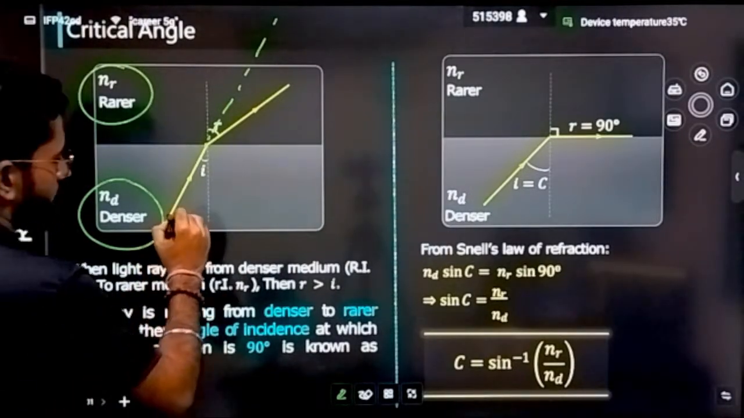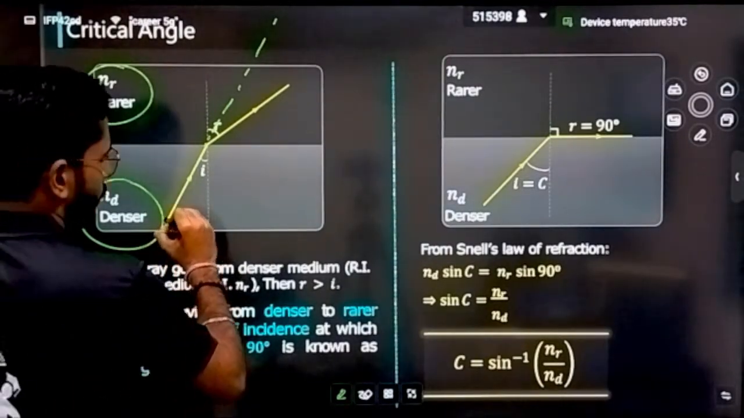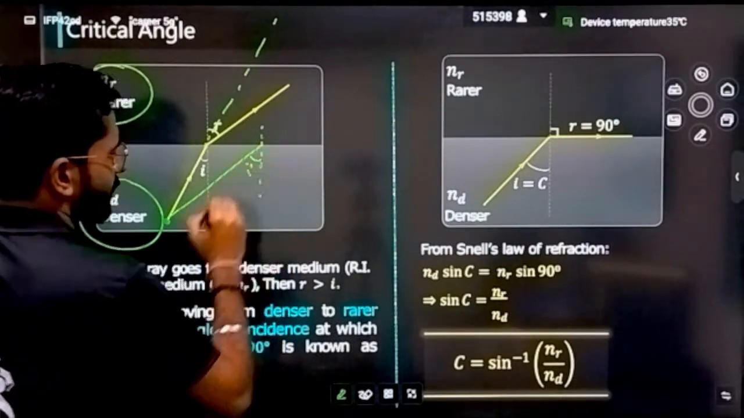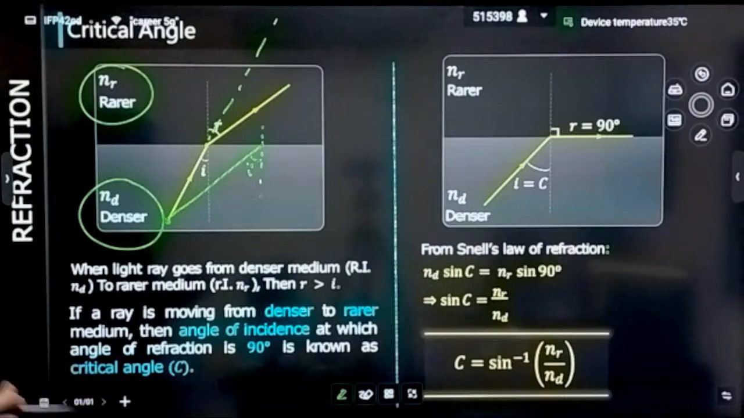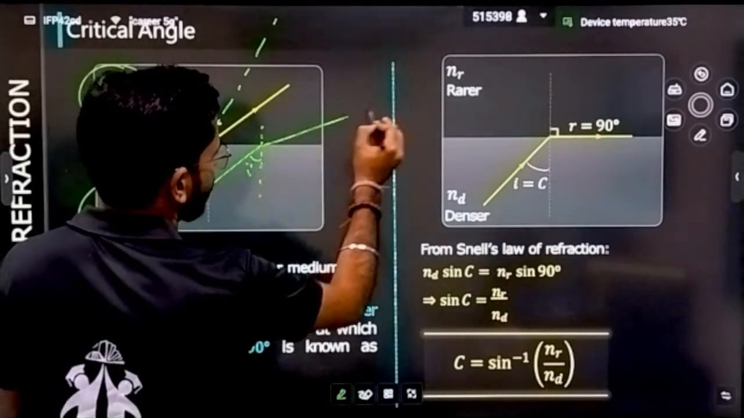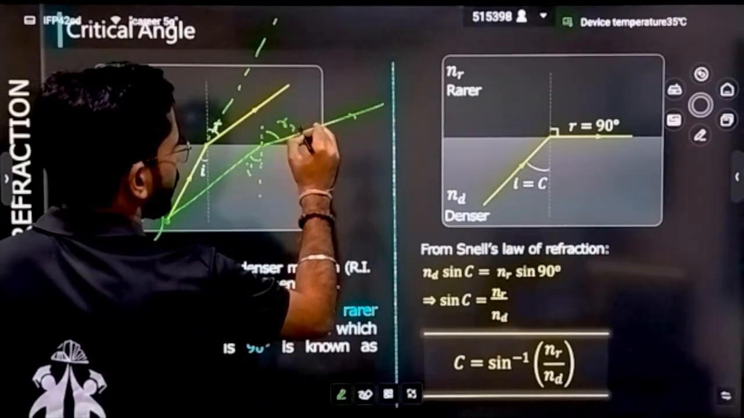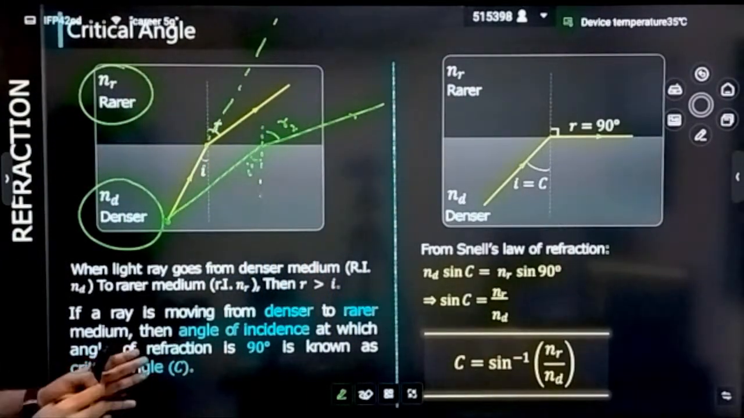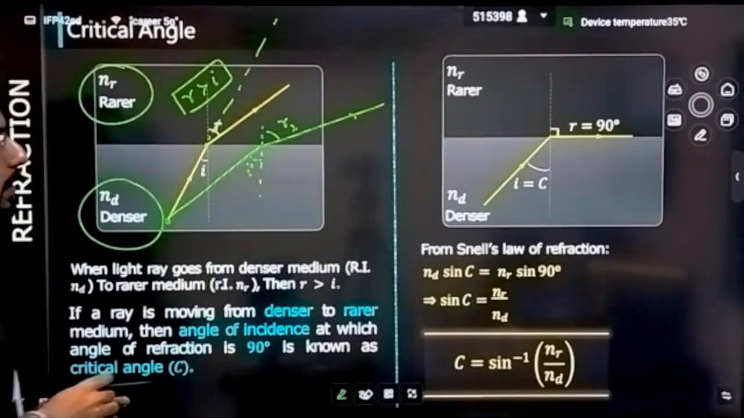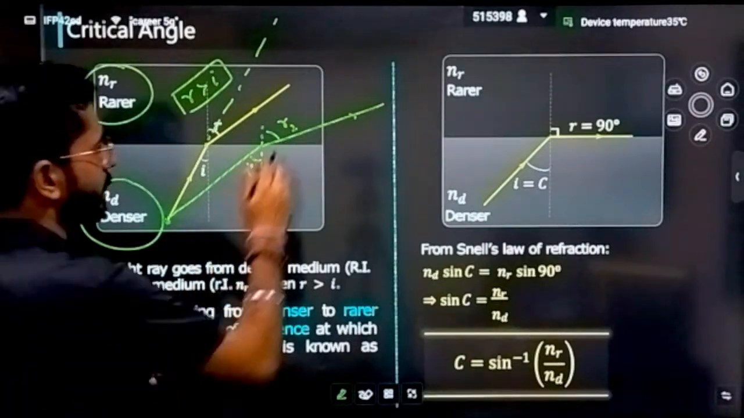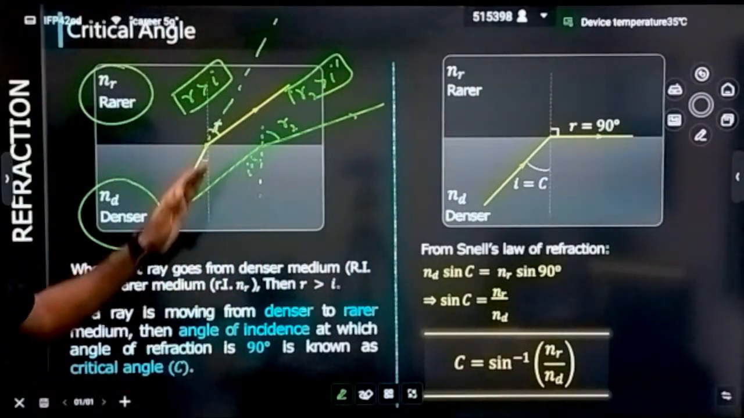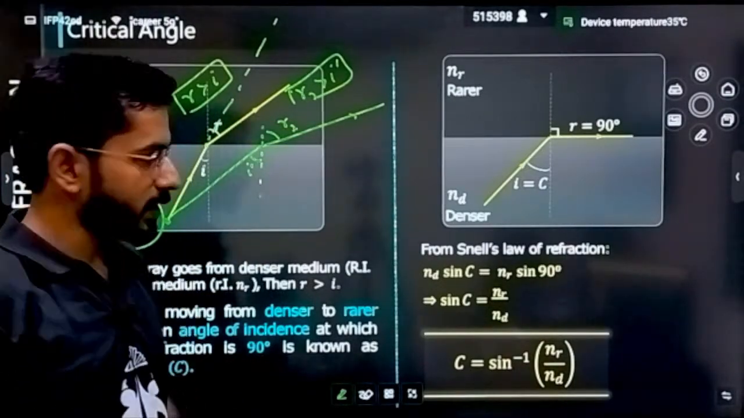But what will happen, suppose this is the source and I take one more incident angle. Suppose I have increased this angle, call it i dash. I have increased the angle of incidence, then due to that this angle of refraction will also increase. This will become r2. Here r is greater than i, and here r2 is again greater than i dash. That means if I increase the angle of incidence, the angle of refraction increases more.